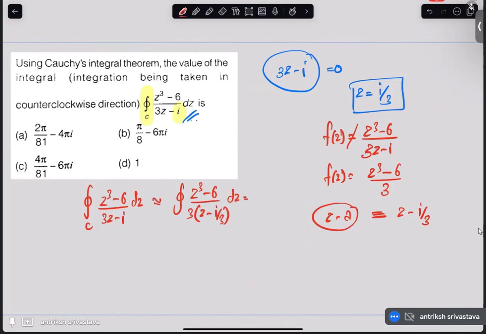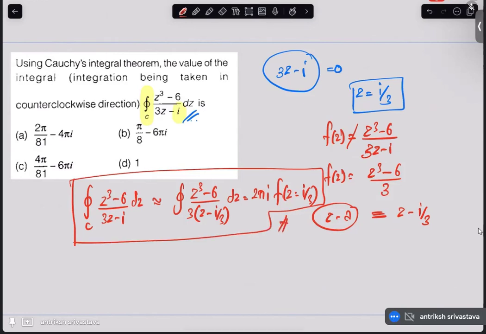Yeah, so your expression transforms into 2 pi i into f of z, where z is equal to i by 3. So this is your expression's final form. And when you substitute the values, you have (i by 3) cube minus 6 divided by 3.